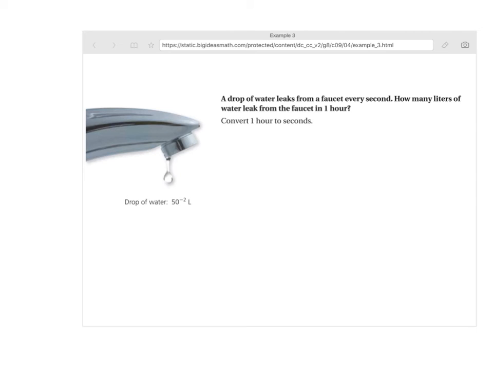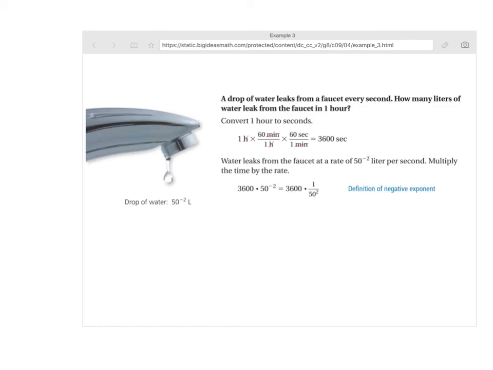Well, remember how we converted hours to seconds a few lessons ago. So 1 hour, you convert it and you get 3,600 seconds. So we know there's 3,600 seconds in 1 hour. Now we can use the information they told us, which tells you that 5 to the power negative 2 is how much water drops per second. Now we're going to multiply it by the number of seconds. So you have 3,600 times 5 to the power of negative 2.